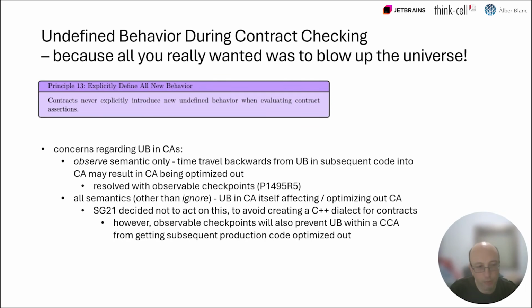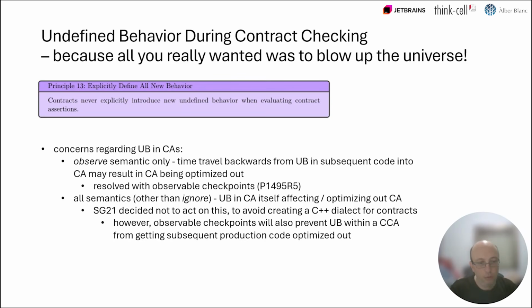So the first concern would be that we have those contracts in order to avoid undefined behavior. But with observed semantic, we don't avoid undefined behavior. So since the undefined behavior is still there in the follow-up code, if it indeed has undefined behavior, we may get time travel, with an optimizer deciding that the contract assertion before the undefined behavior can be optimized out, because it's free to assume that the undefined behavior will never occur. That's the nature of undefined behavior after all. So we may lose those contract assertions, which would be bad.